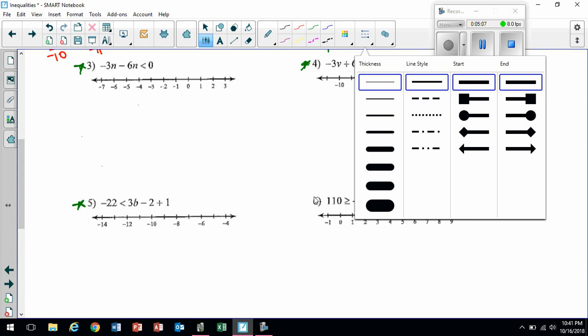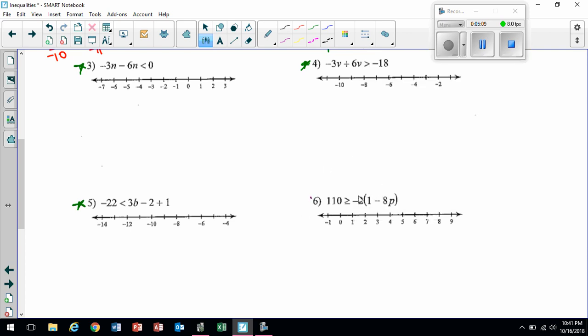All right. So we're going to take our -2 and we have to distribute it to the 1. Take our -2 and we have to distribute it to the 8p. So I'm going to go ahead and rewrite this. So 110 is greater than or equal to a -2, because my -2 times 1 still gives me a -2. And then my -2 times a -8 gives me a positive 16p.